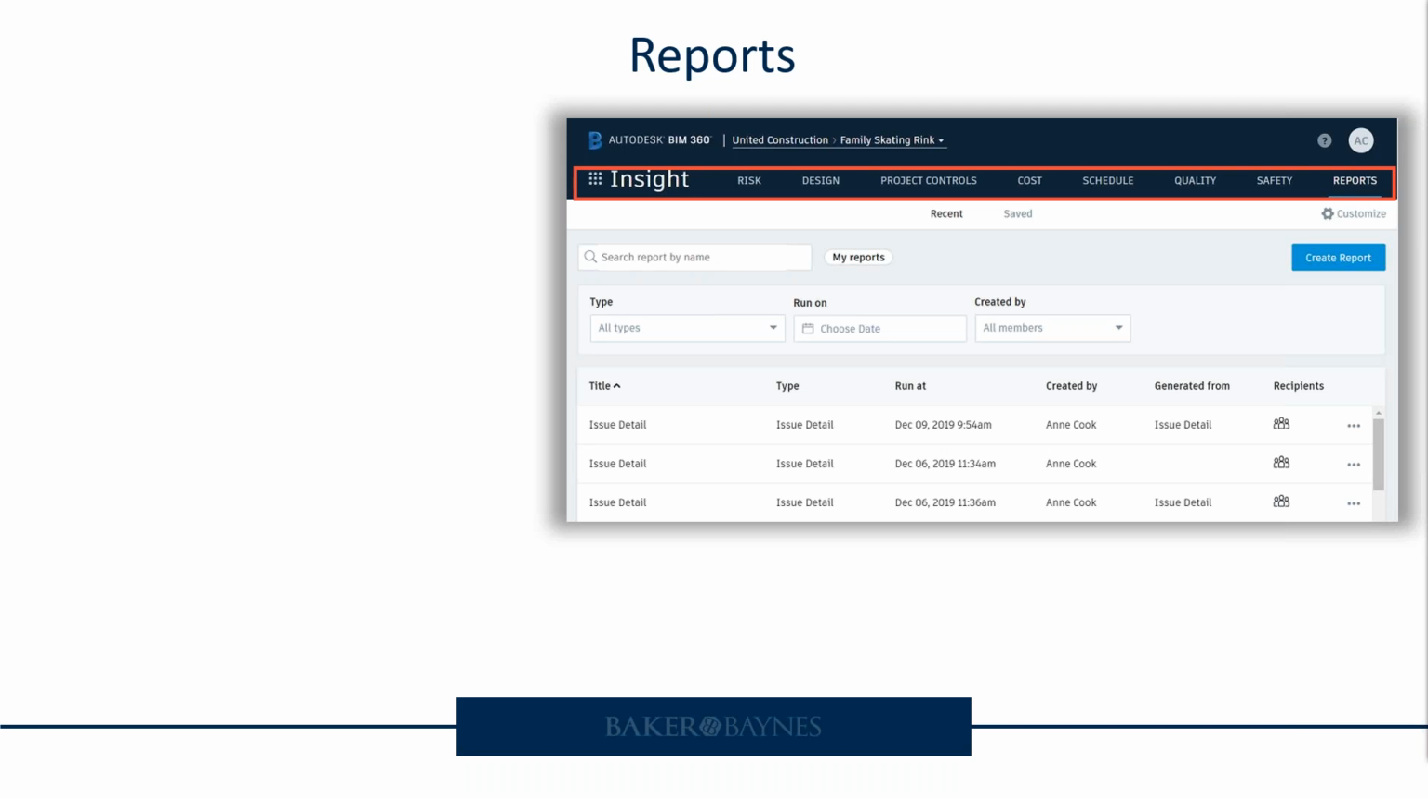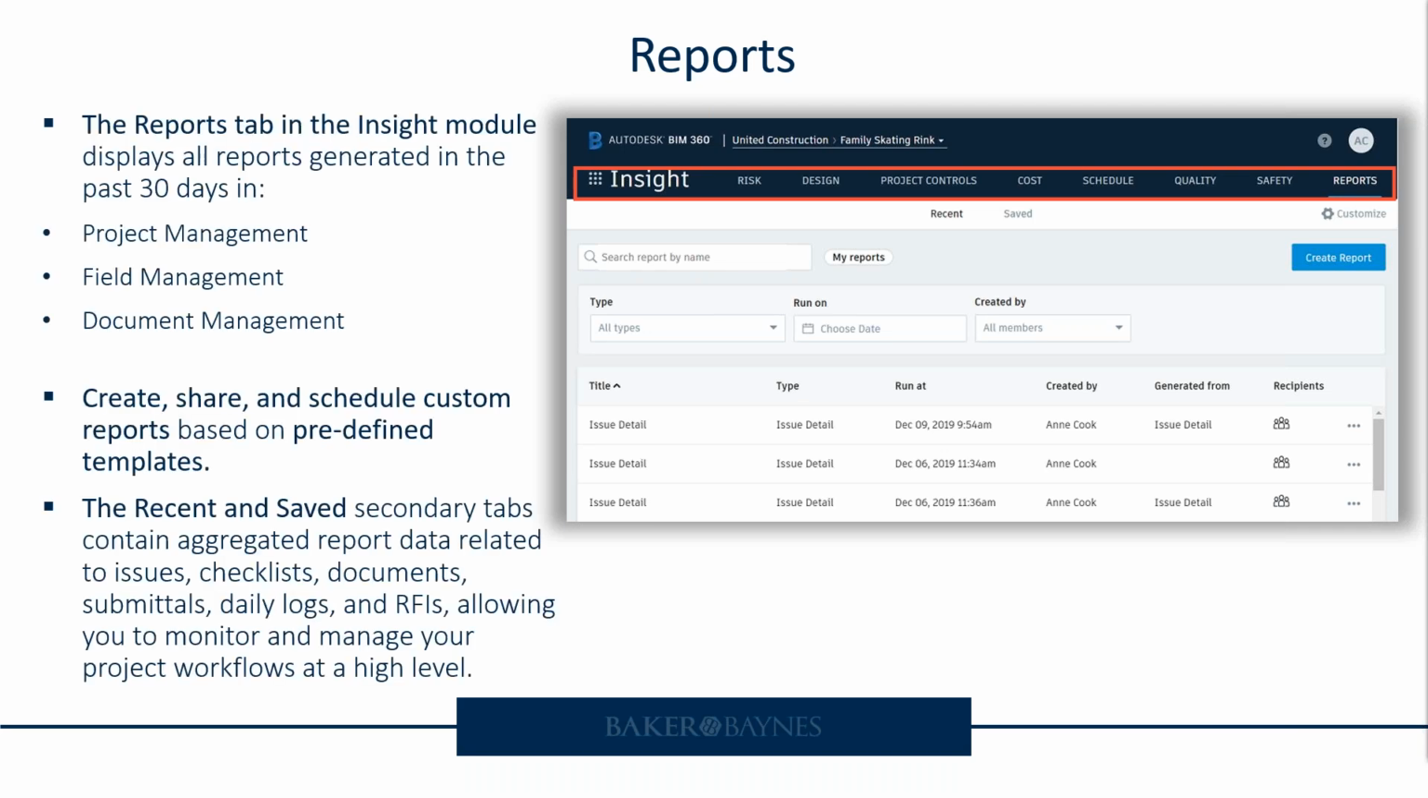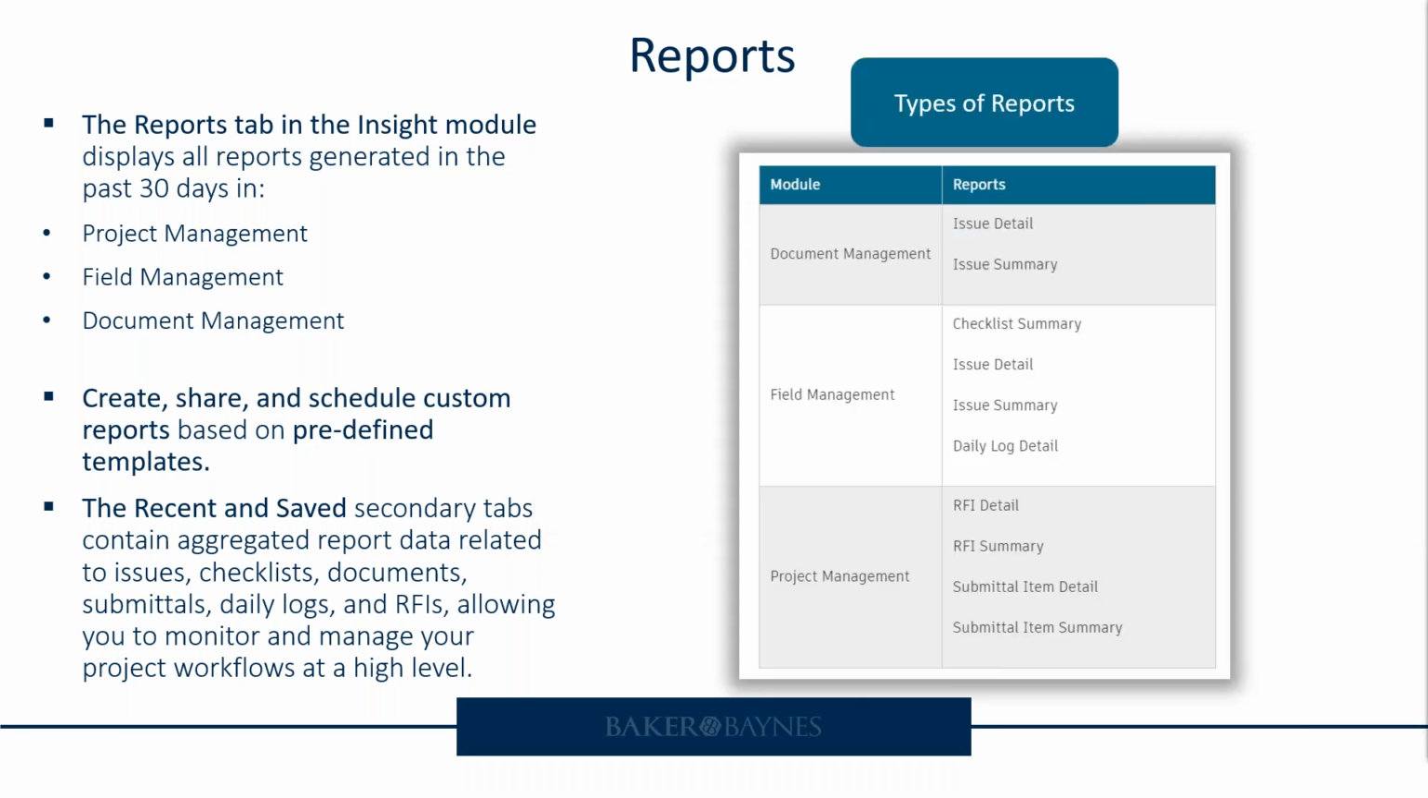Okay, once again, there are also various tabs such as risk, design, project controls, etc. Now, if we look in the reports tab, this can be used to get a quick overview of the reports which were exported in the various BIM 360 modules. Some report types are, for instance, document management, field management, and project management. Okay, so with this, you can gain insight into data related to issues, checklists, documents, submittals, and also RFIs.